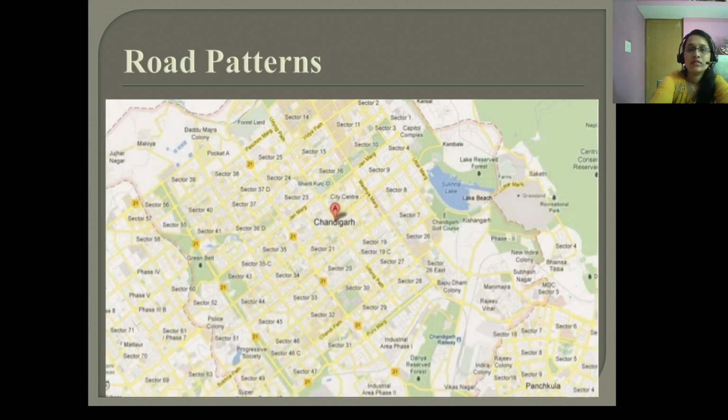This is an example of a road pattern in Chandigarh. A rectangular block pattern in Chandigarh. You can see it is divided into rectangular blocks. You can see small rectangular blocks.